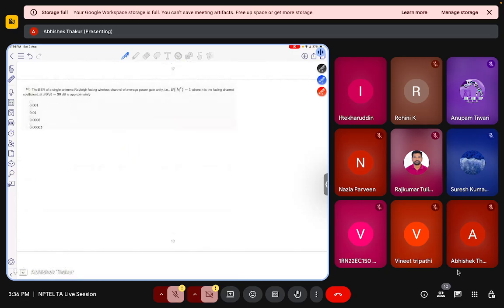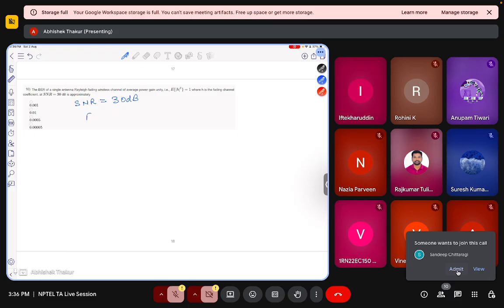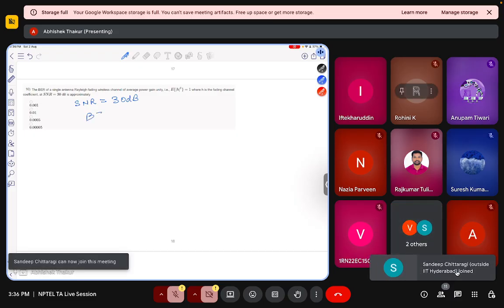Now moving on to the 10th question. The bit error rate of a single antenna relay fading wireless channel. Again now here SNR is given as 30 dB. We have to find the bit error rate. So again the same formula we will use. Bit error rate is equal to 1 by 2 of SNR.